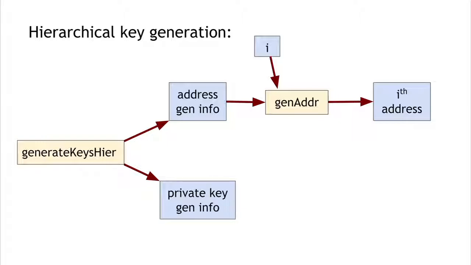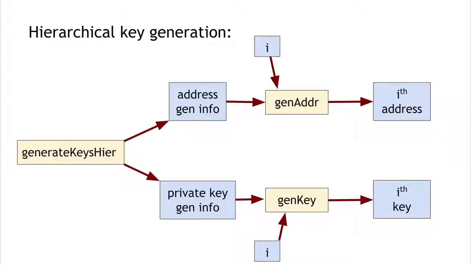And we can do this for any integer I. Any integer I, we can generate the ith address in the sequence given only that integer and the address generation info. Similarly, on the private key side, we can take this private key generating info and use it to generate a key, again using any integer I. And what we get is the ith key in the sequence.